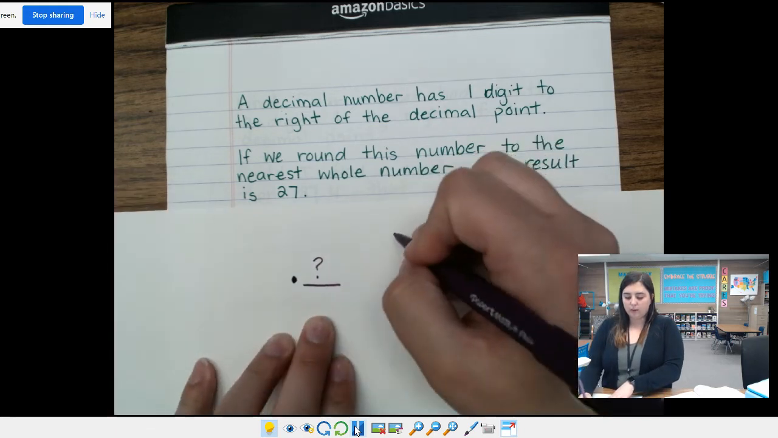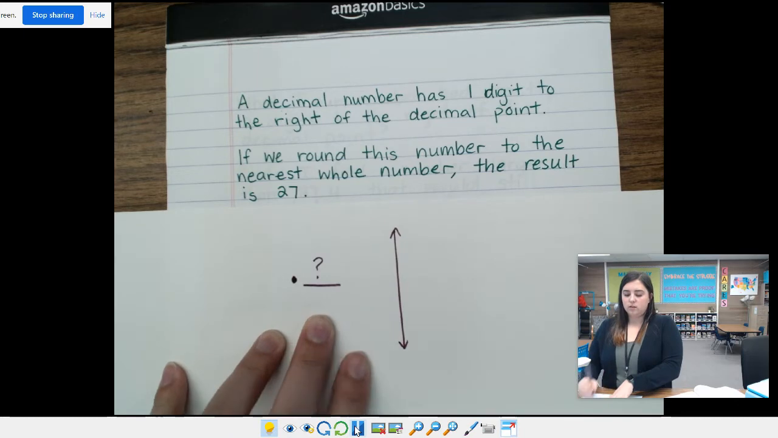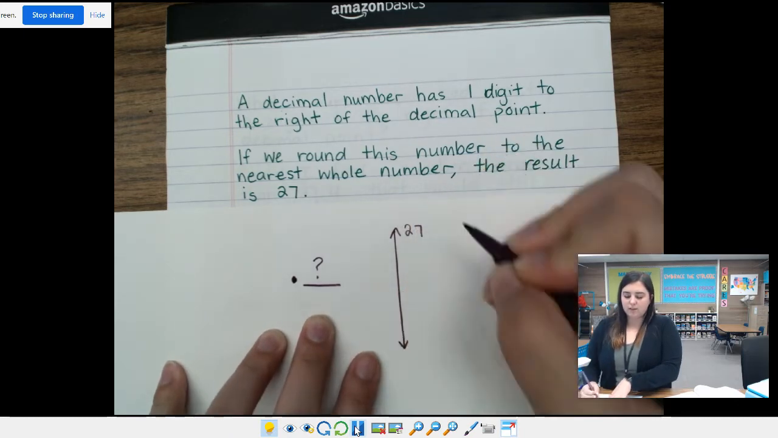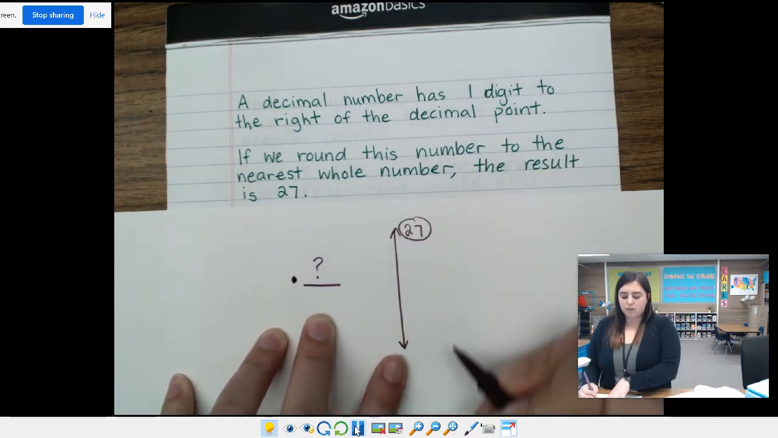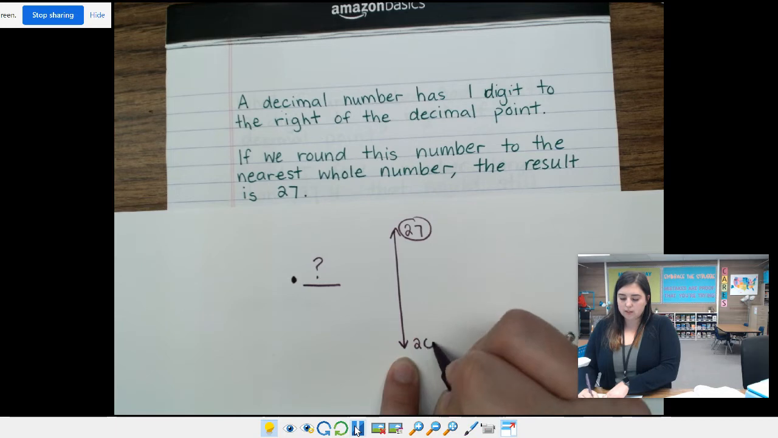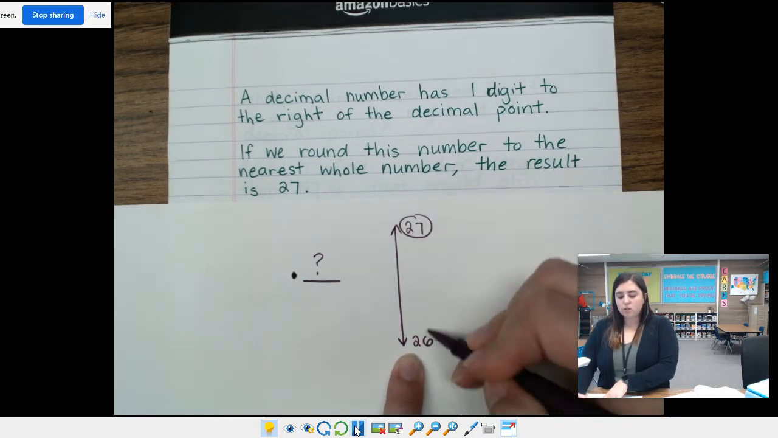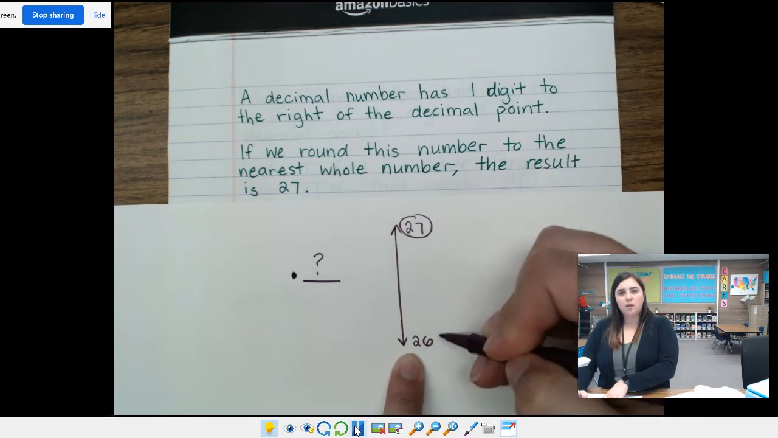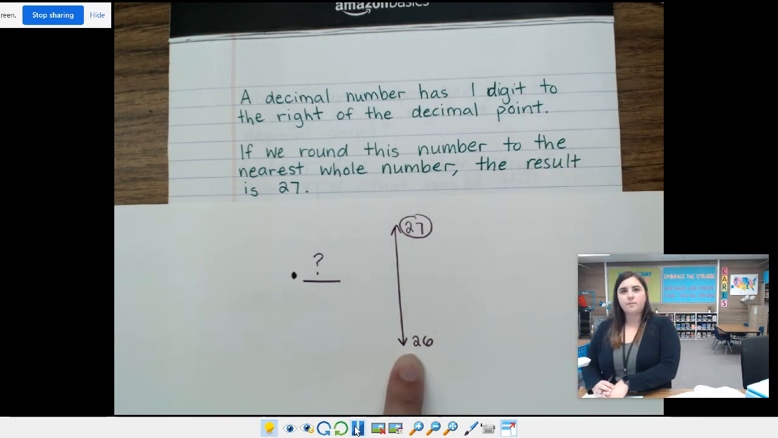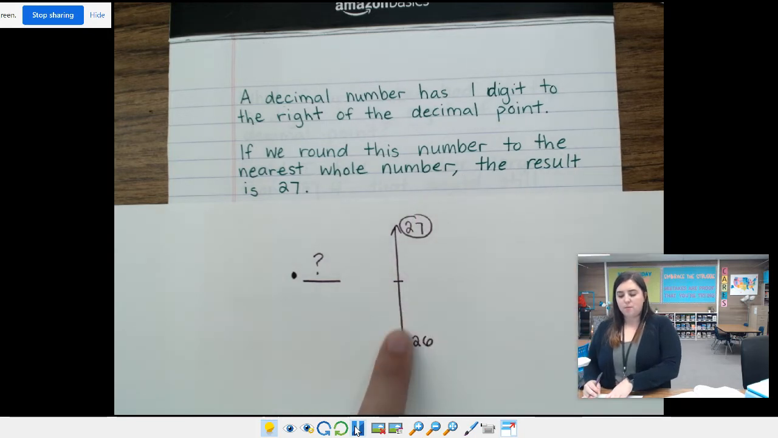So here's one way I could think of it. So let's say my 27 is here, and that's where I'm rounding to. What would be one less than 27? 26. So they're saying it's somewhere in between 26 and 27, and it makes me round up. So I can figure out what that midpoint could be.